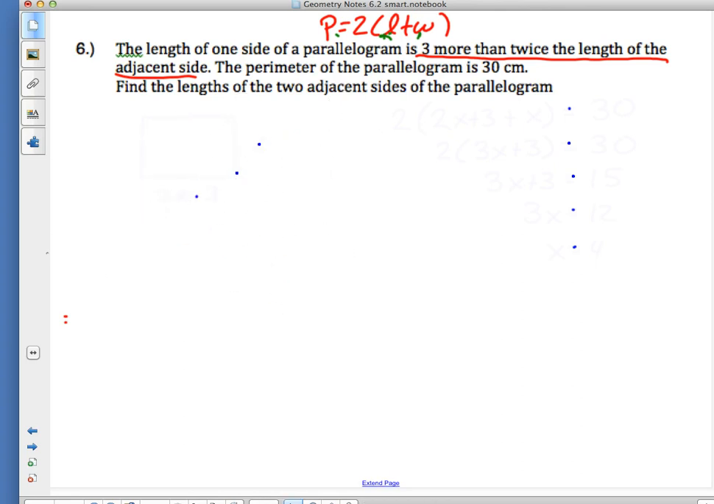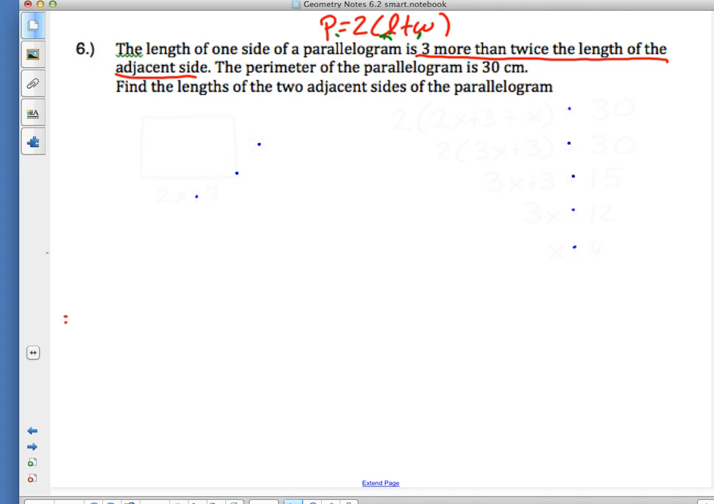Go for it. Read it. And read the red underlining as I read aloud. The length of one side of a parallelogram is 3 more than twice the length of the side adjacent to it. The perimeter of the parallelogram is 30 centimeters. Find the lengths of the 2 adjacent sides of the parallelogram.